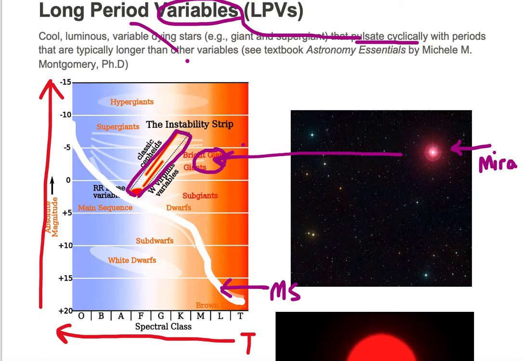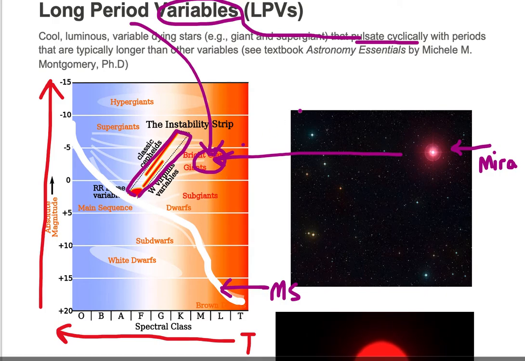These LPVs are cooler. They're more on the right side of the diagram compared to the instability strip. They're luminous. They're as bright or brighter than some of the objects in the instability strip. And like the objects in the instability strip, they're variable dying stars. Stars that are in this circle region of LPVs are dying stars, just like the ones in the instability strip. These objects could be giants or supergiants, for example.